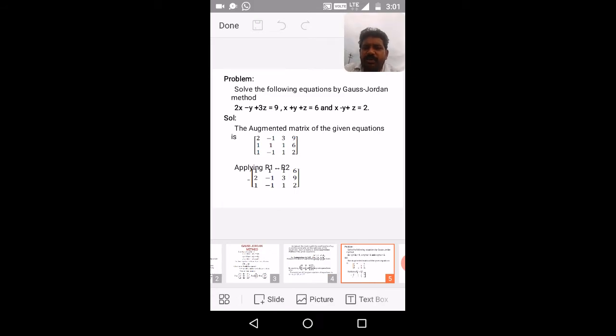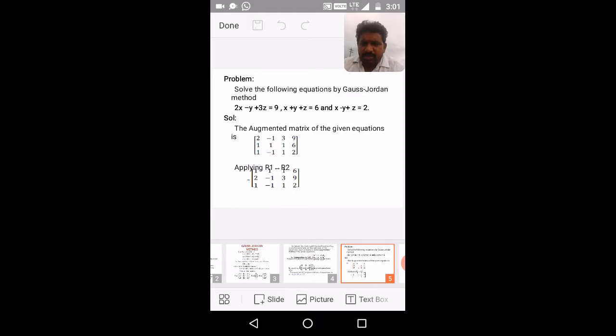Okay, finally by applying suitable row operations, you have to reduce the augmented matrix to some prescribed form: 1 0 0 alpha, 0 1 0 beta, 0 0 1 gamma. So in this reduced matrix, the fourth column which remains, alpha, beta, gamma, is the values of the variables x, y, z respectively. Nothing but the solution of the given system of equations. Okay, so now we go for one example which will help you to understand this method.